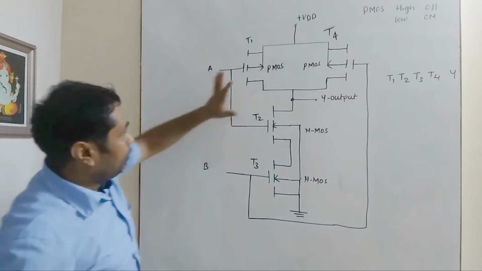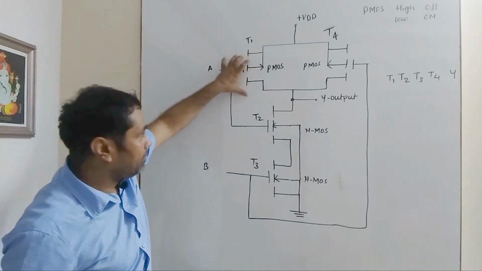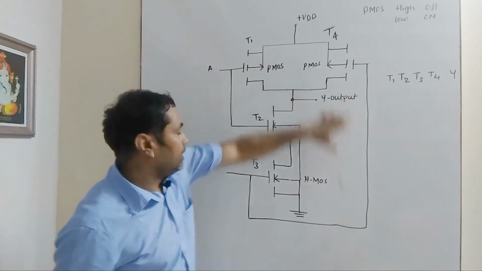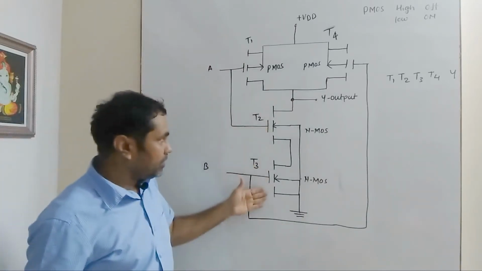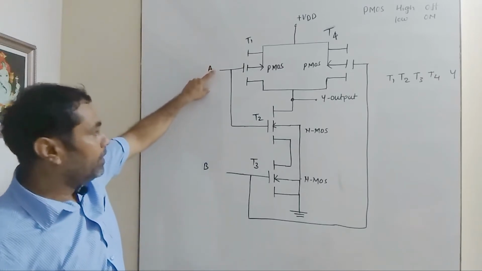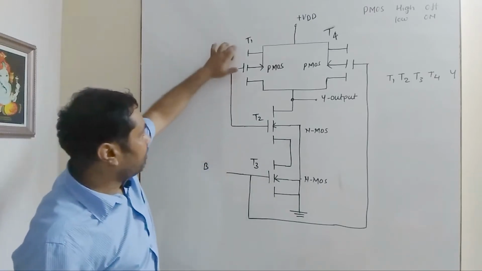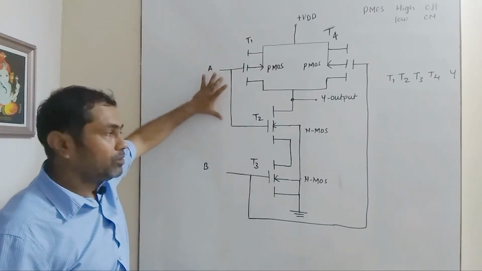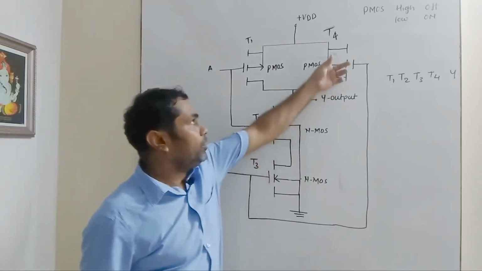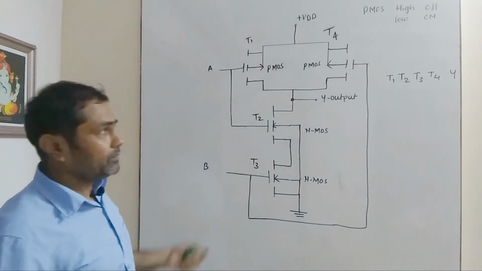So in the parallel combination, the gate of one transistor is connected to the A terminal and the other transistor is connected to the B input. In the series connection, one transistor's gate is connected to A and the other transistor's gate is connected to B. So transistors T1 and T2 form a complementary connection. This is one CMOS, and the second complementary connection is T3 and T4. Now this circuit will work like a NAND gate.